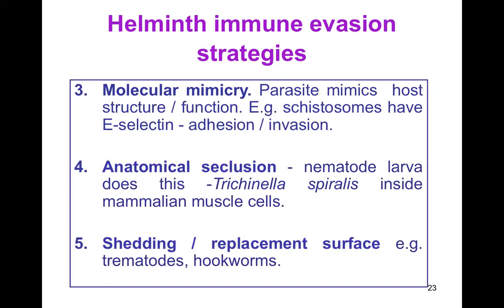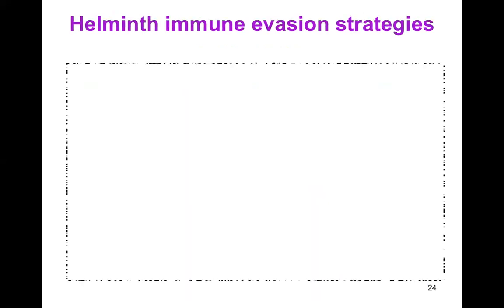There is also molecular mimicry employed by schistosomes, and this is typical of the expression of E-selectin and also adhesion molecules, which ensure that the parasite is able to invade the host tissue. Other mechanisms include anatomical seclusion and also the shedding or replacement of the surface antigens, as is seen with the trematodes and also the hookworms.